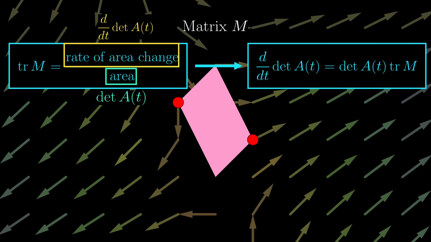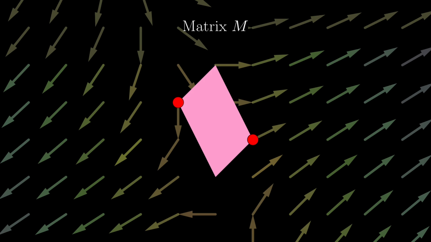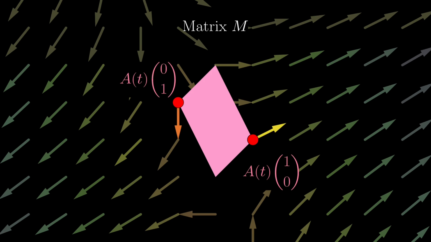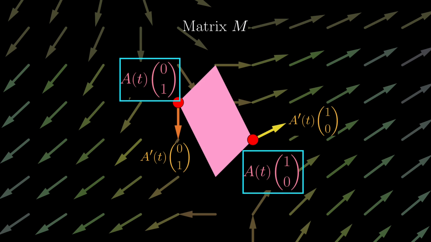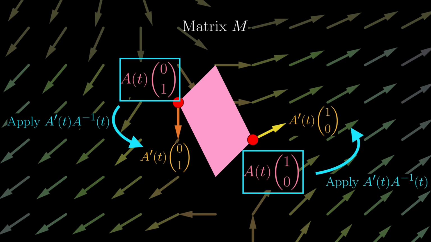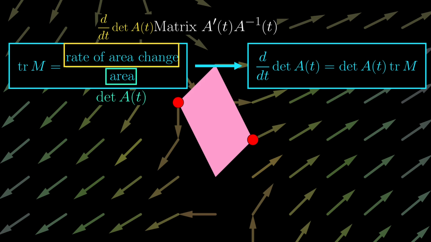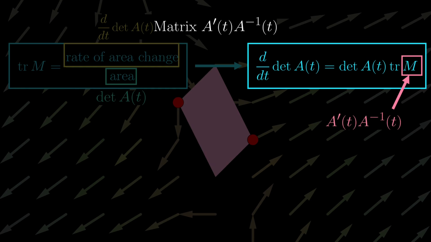The problem now is, what is M? What is the matrix M that generates this vector field? Now, particularly at the points A of t acting on the basis vectors, we know what the vectors attached should be. To go from the position vectors to the attached vectors, we can simply apply A prime A inverse on the position vectors. So the matrix M we are looking for is A prime A inverse. If we go back to what we have obtained previously about the derivative of determinant, we simply substitute the matrix M to be A prime A inverse.